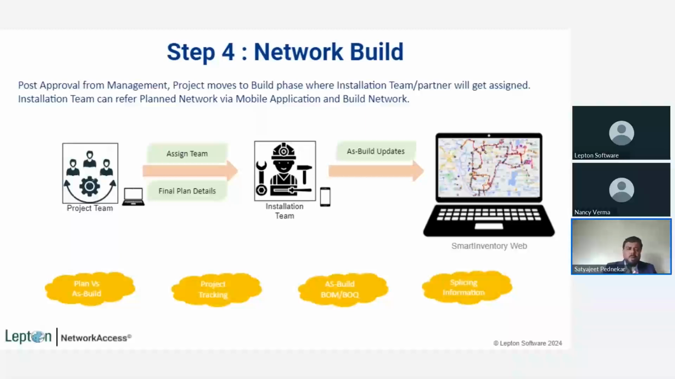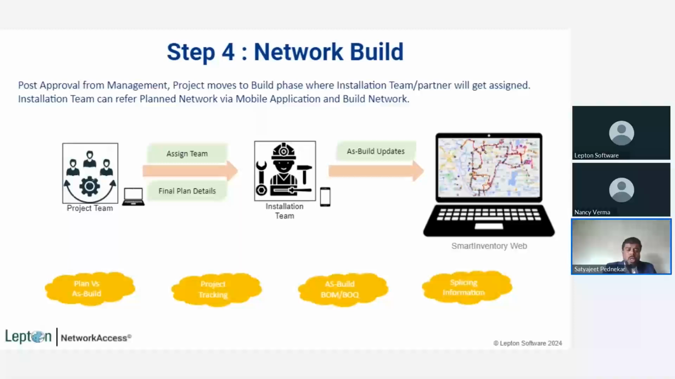You can see how much network has been deployed, and where the network has been deployed by which partner. So you don't have to calculate that, you don't have to maintain any Excel sheets or PPT reports. By simply logging into the tool, you can get overall project tracking through our reporting and dashboard module. You can actually figure out the as-built BOM and BOQ.